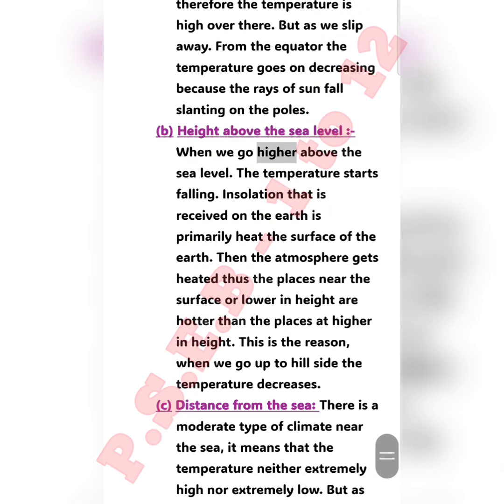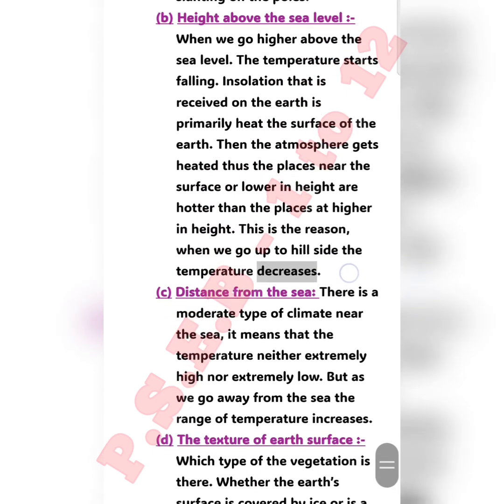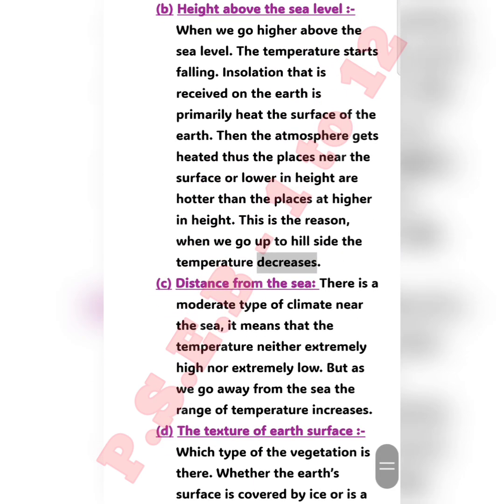Height above the sea level. When we go higher above the sea level, the temperature starts falling. Insolation received on the Earth primarily heats the surface of the Earth. Then the atmosphere gets heated, thus the places near the surface or lower in height are hotter than the places higher in height. This is the reason that when we go up a hillside, the temperature decreases.